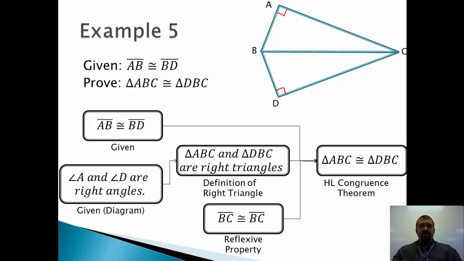If you're trying to show triangles are congruent, you now have three tools: side, side, side; side, angle, side; and hypotenuse leg. Those are the only three ways that I would try proving triangles are congruent right now. If you're trying something else, you're probably doing it wrong. Unless, of course, you're in section 5 and you're using angle, side, angle, and angle, angle, side.